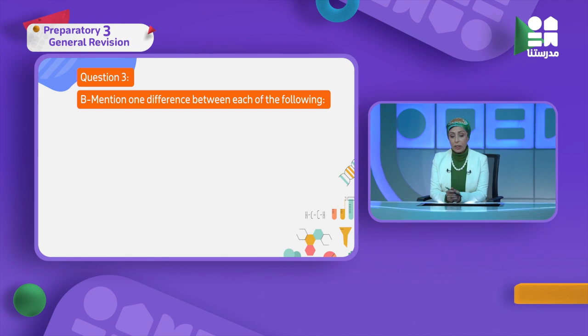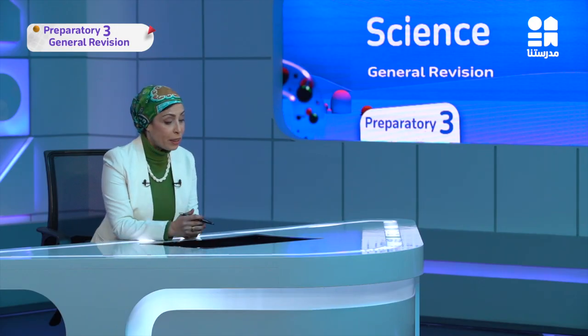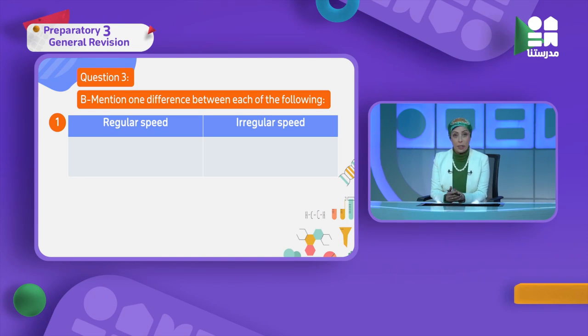Mention the difference between each of the following. Here it's like a comparison, but given to me in a different way: it says mention the difference. So he is going to ask me about the regular speed and irregular speed, and what the differences between them are. I'm going to easily define both, and they are surely different, so these are the differences.